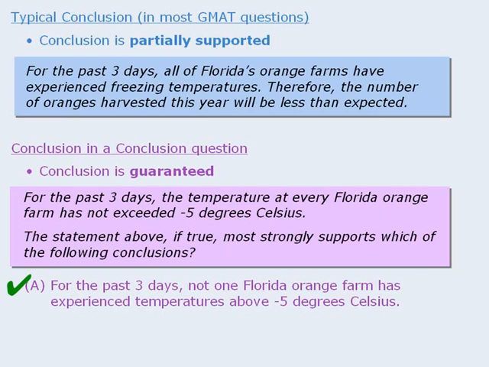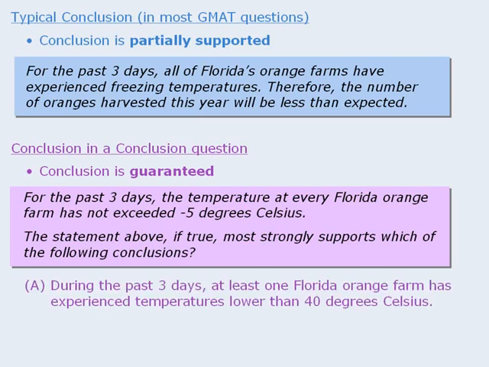In fact, it's just a rewording of the premise, but it could be a correct answer. Or we could make the conclusion that, during the past 3 days, at least one Florida orange farm has experienced temperatures lower than 40 degrees Celsius. Now notice how unimpressive this conclusion is. The premise tells us that the temperatures at every orange farm were lower than -5 degrees. But this conclusion states that at least one farm had temperatures less than 40 degrees.